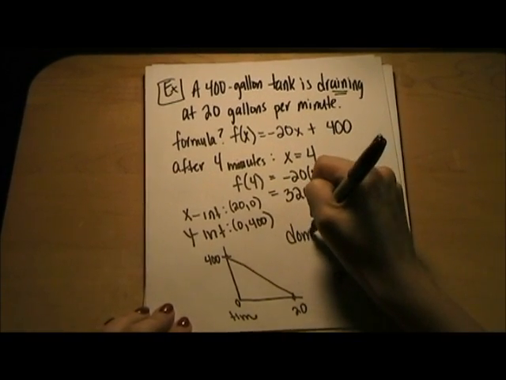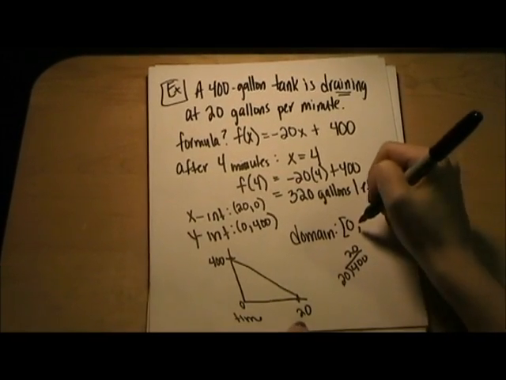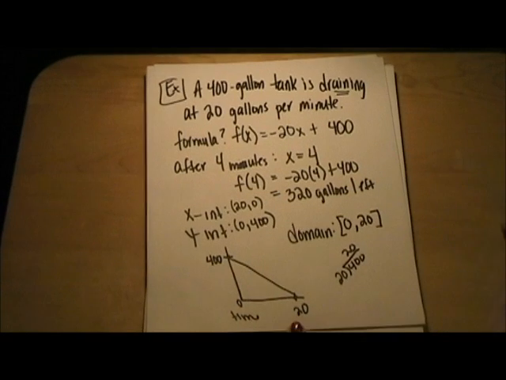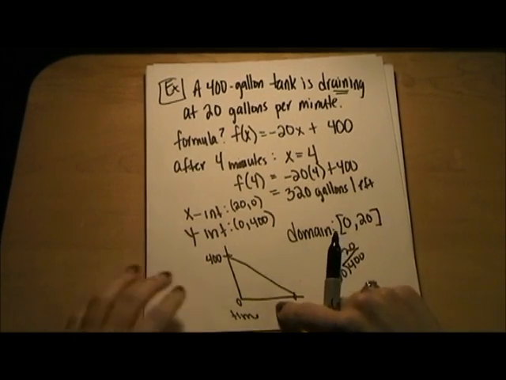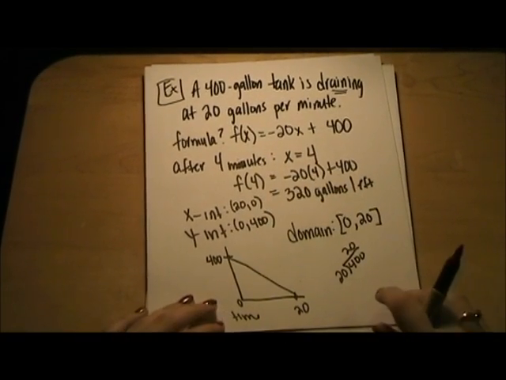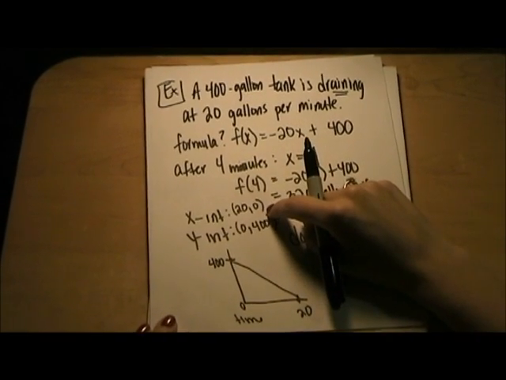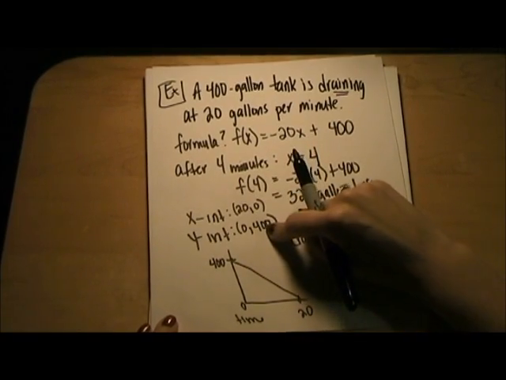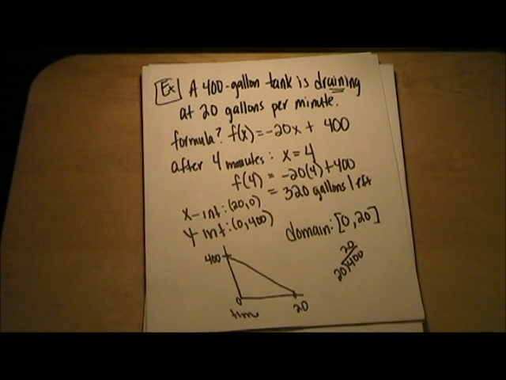If we wanted to know the domain, our time starts at 0, and after 20 minutes, our tank is completely empty. If you didn't want to sketch a graph, you could also find x and y intercepts like we learned in chapter 1, plugging in 0 for x to find the y-intercept, and for the x-intercept, setting y equal to 0. See chapter 1 if you forget how to solve for that.